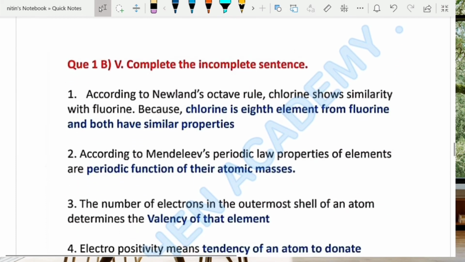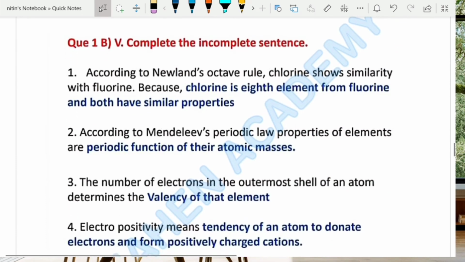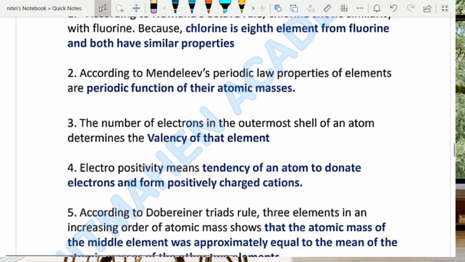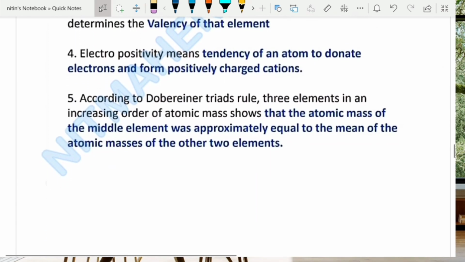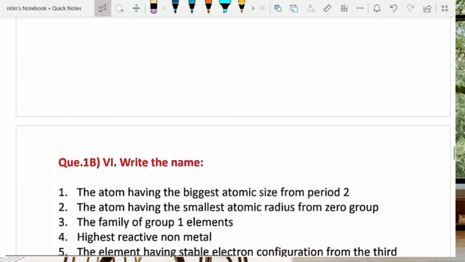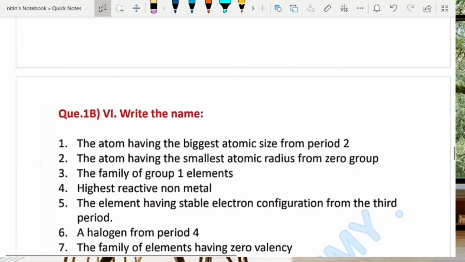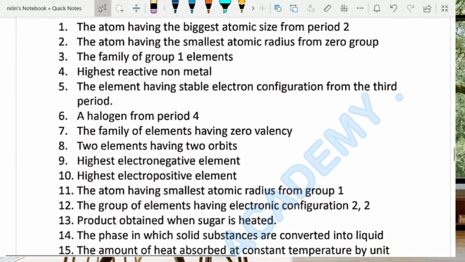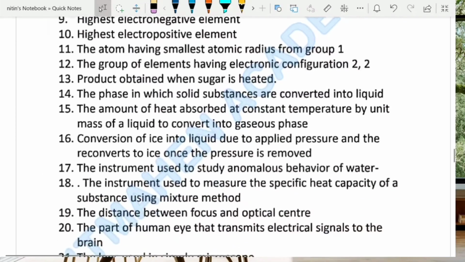Next is complete the incomplete sentence. Write down. It is very simple: according to Newton's octave law, look at this first. 1 2 3 4. Incomplete sentences have to be completed. Okay, next, write the name of, it is our question. Answer under next page.